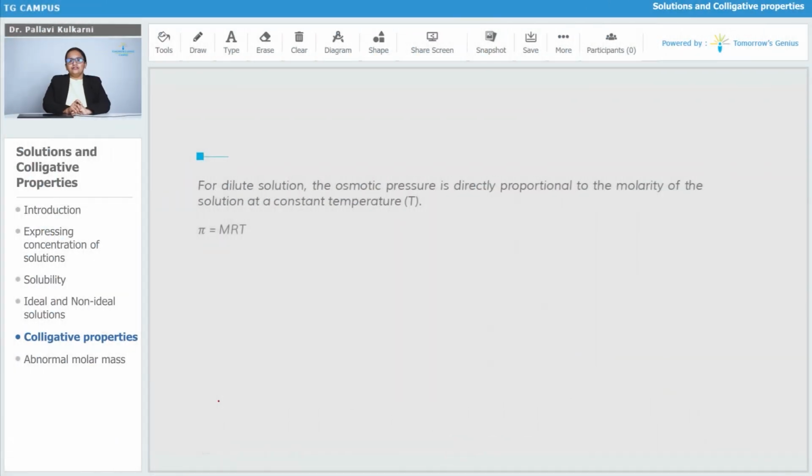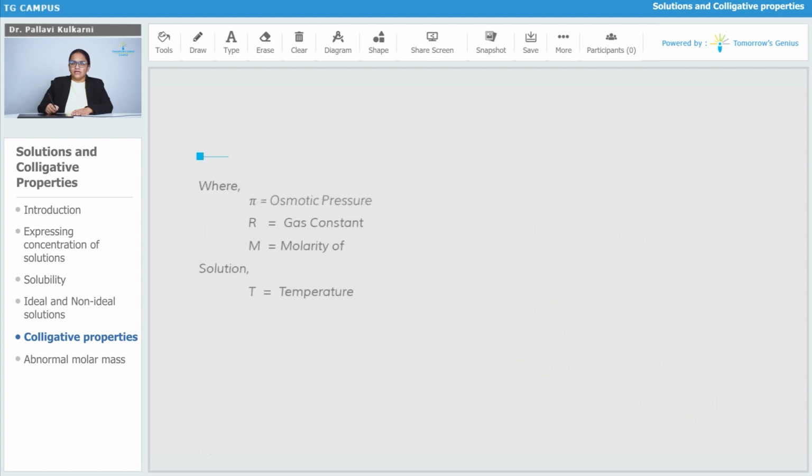Okay, for dilute solutions, the osmotic pressure is directly proportional to the molarity of the solution at a constant temperature. It can be given as π = MRT, where π is osmotic pressure, R is the universal gas constant, M is the molarity of the solution, and T is the temperature.